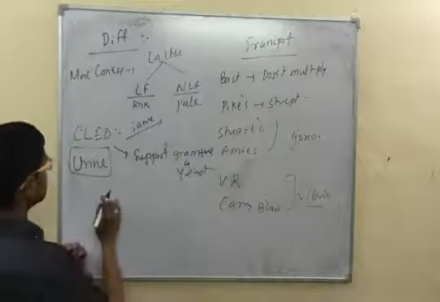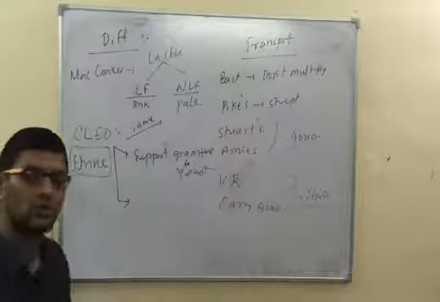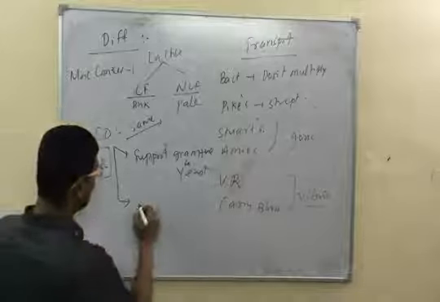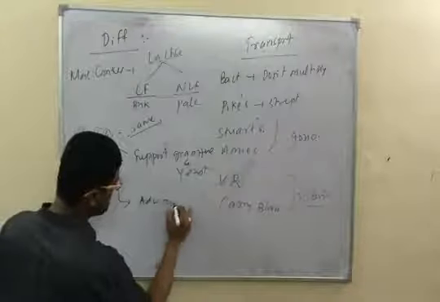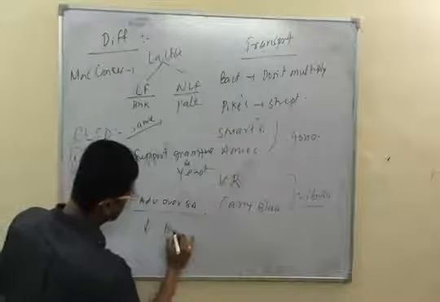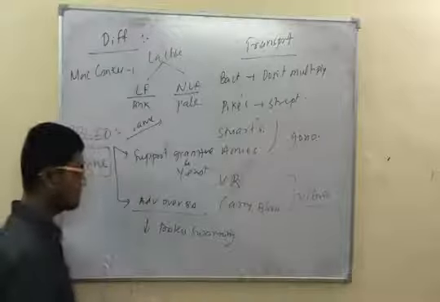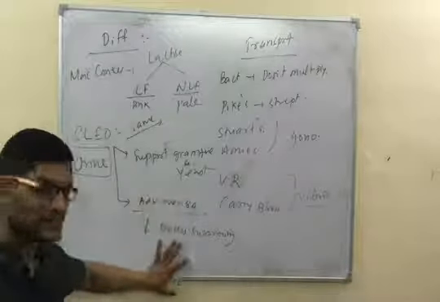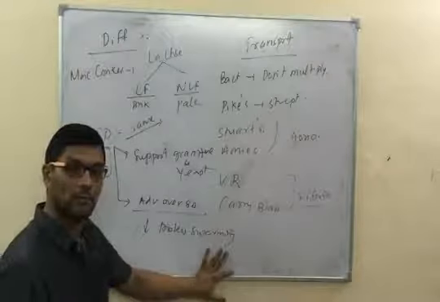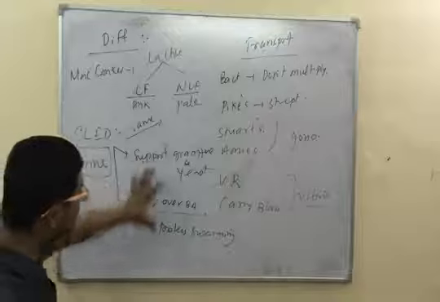And they say that if you use CLED agar, there is no need to use blood agar also, because it has an advantage over blood agar, that is, it prevents Proteus swarming. In blood agar there is swarming of Proteus, whereas in CLED agar it will prevent the swarming of Proteus. So this is the advantage of CLED agar over blood agar.